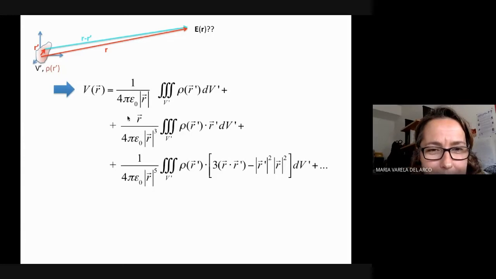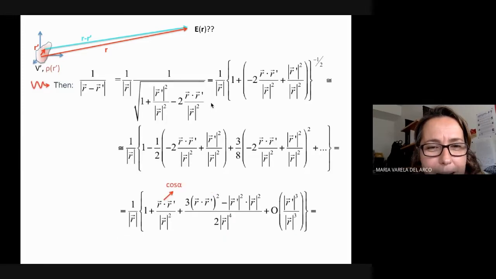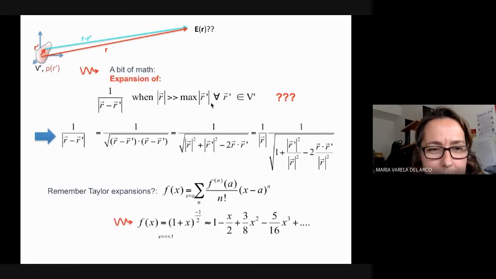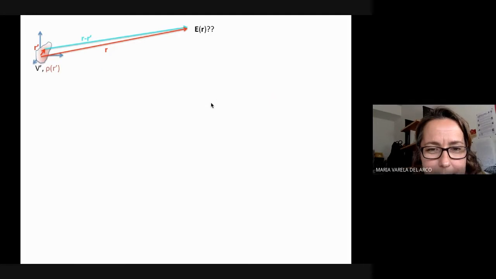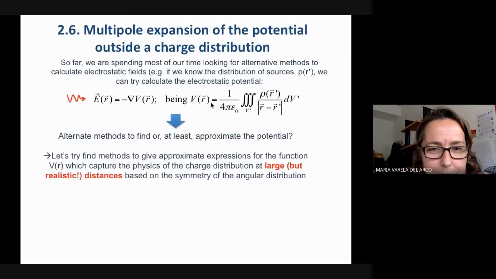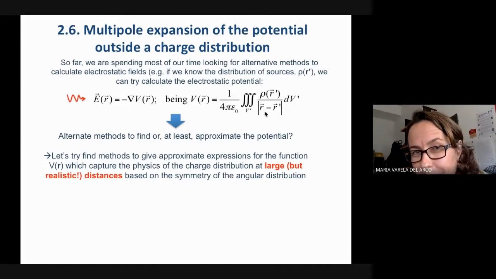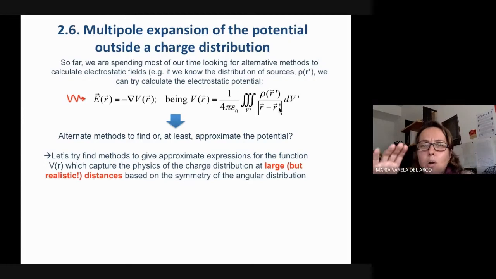If my potential, in principle, was looking like, let me go back, sorry, for a moment. Okay, but here it is. This was my integral of the potential in principle. When I substitute my 1 over the distance |r minus r prime| by all of this expression that I just got, what I'm going to get is a sum of terms.